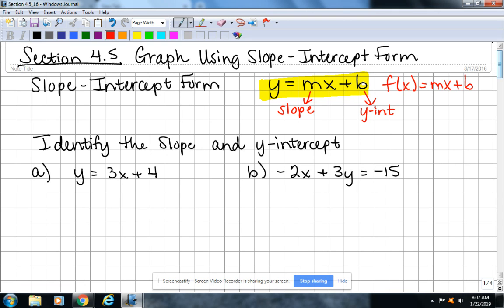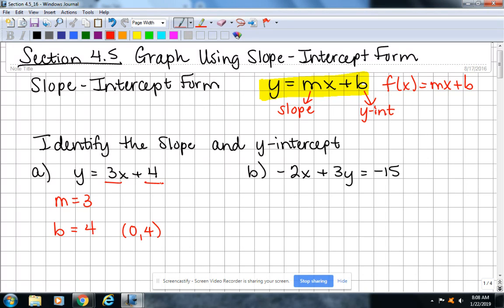What is in the m spot on problem A? 3. So the slope is 3. And what's the y-intercept? 4. If the y-intercept is at 4, what's the ordered pair that the line is going through? What's the ordered pair of the coordinates? 0, 4. It might want the coordinates instead of just b equals 4. So all you have to do is look in their spots and pick out your m and b.